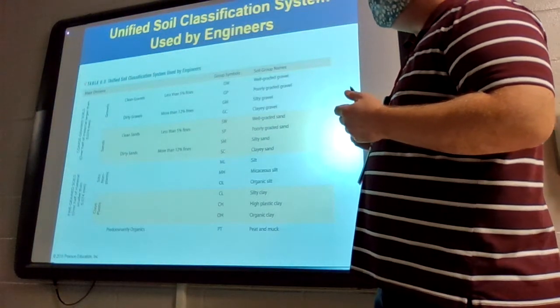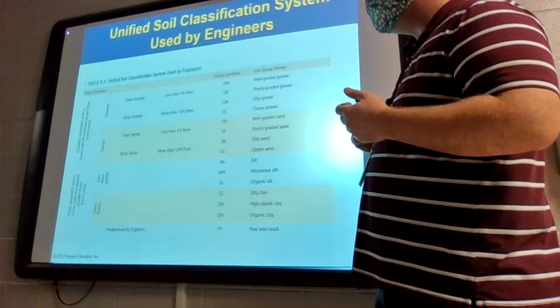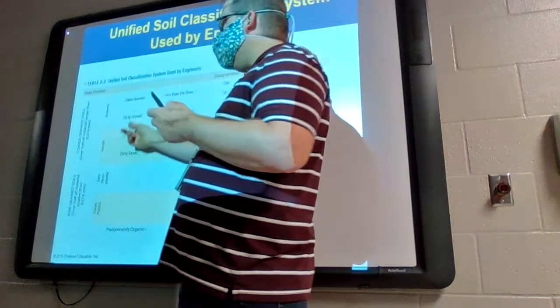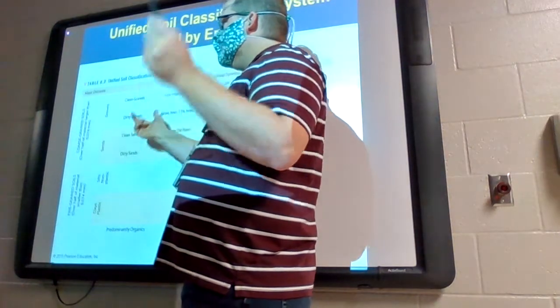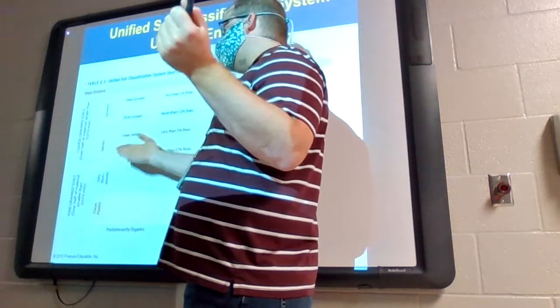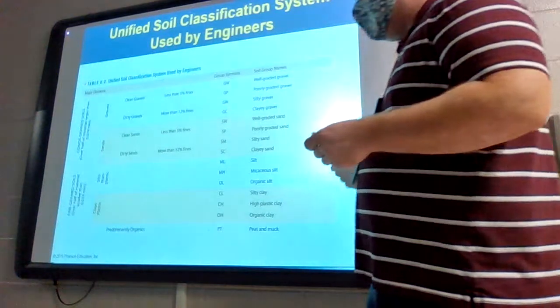Here, what is this one? Unified Soil Classification System. So they're going through some different types of materials. They say soil, but you're looking at gravels, different types of gravels and sands in here, and clays.